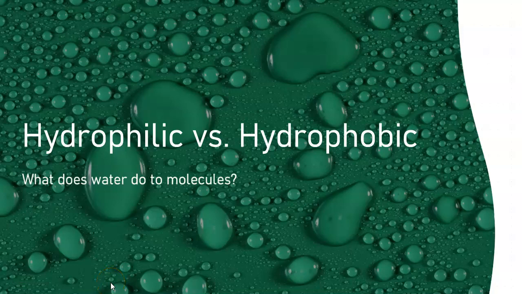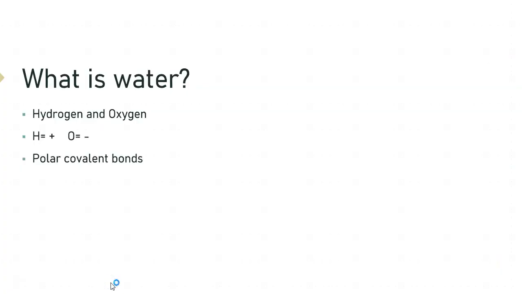Hydrophilic versus hydrophobic. What does water do to molecules? First off, what is water? Water molecules are made of 3 atoms, 1 oxygen and 2 hydrogen atoms, sharing a polar covalent bond.